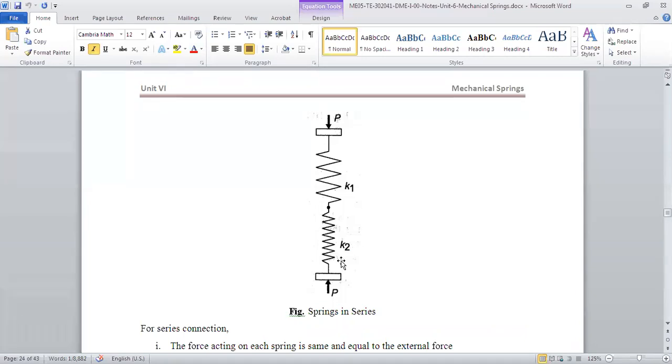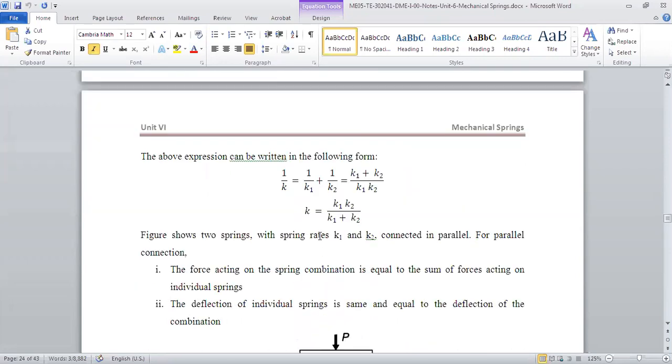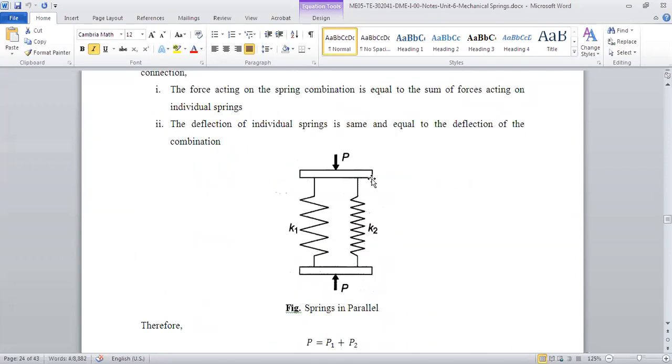So the problem looks complicated, but it is not. Simply, we have to find the resultant stiffness using this formula. Now, what happens in the case of a spring if it is in parallel? If you take a close look at the diagram, if the springs are in parallel, what happens? That time the deflection will be the same.